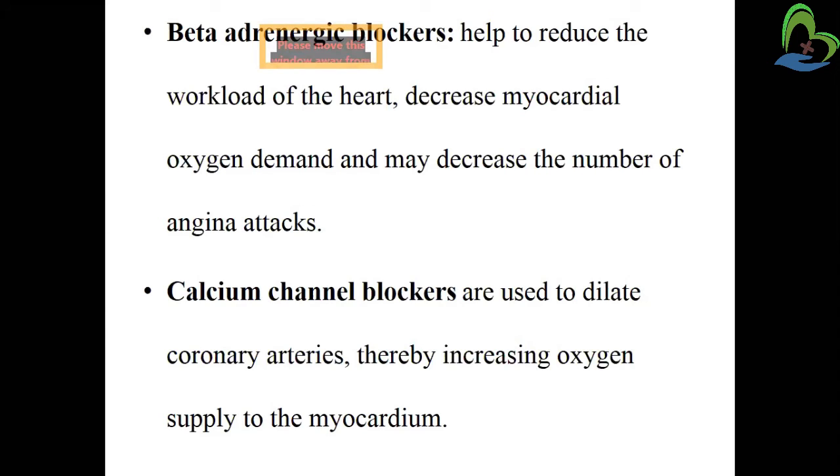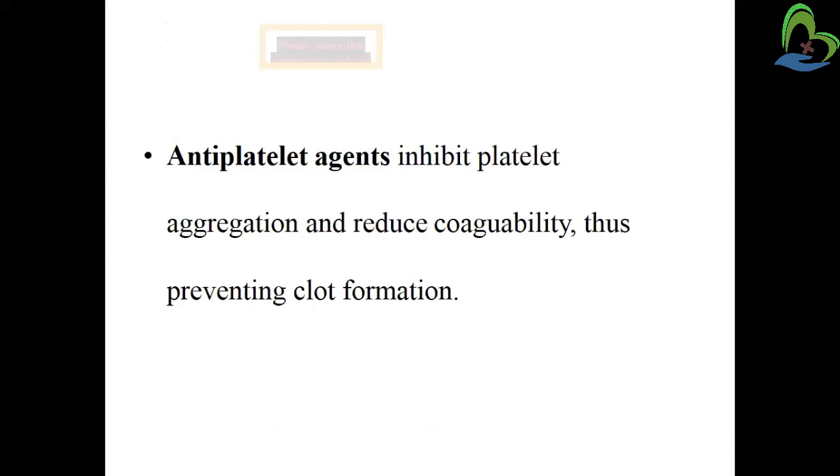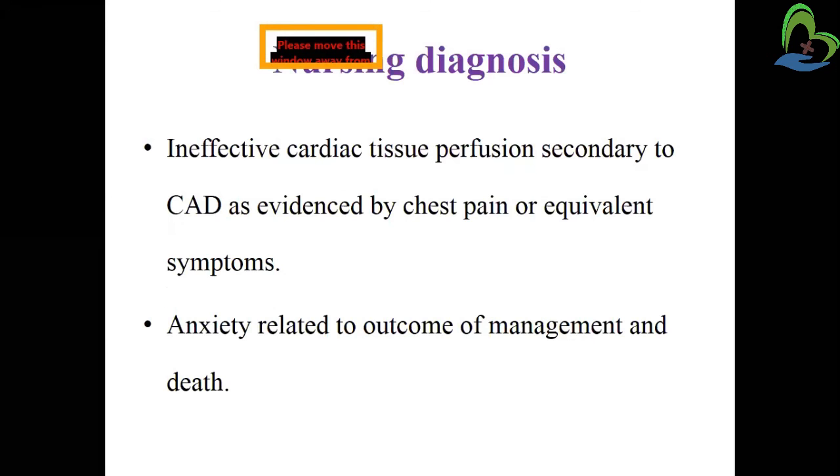Next is calcium channel blockers. Again, they are used to dilate the coronary arteries and increase the myocardial oxygen supply. Antiplatelets, what are they inhibiting? They are stopping the platelet aggregation and will reduce the coagulability, meaning the platelets which aggravate the clotting factors, so that will prevent clot formation.